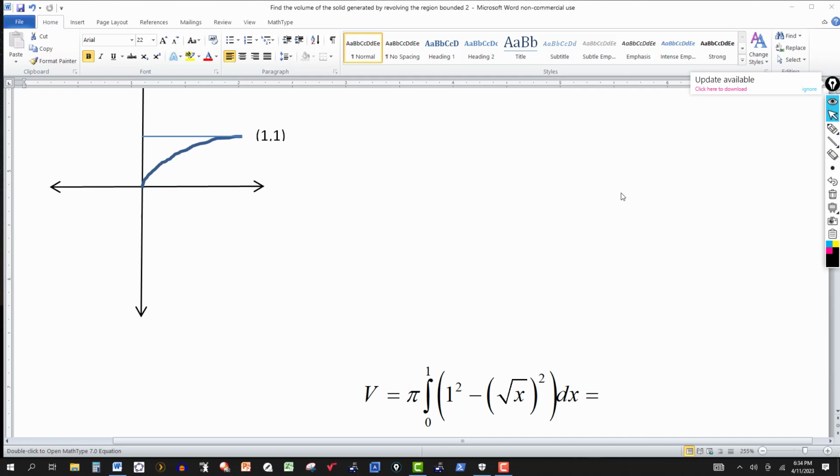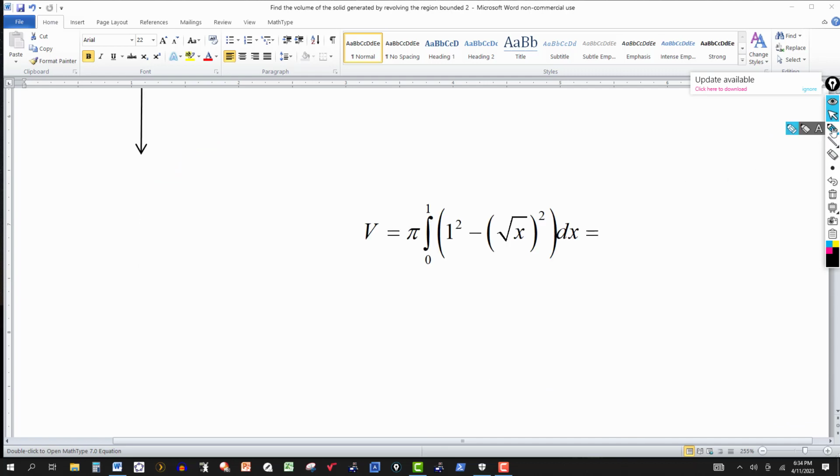So once you've set it up, it's just a matter of doing the integration. So this is equal to pi times the integral from 0 to 1, and then 1 squared is 1 minus radical x squared is x, dx.